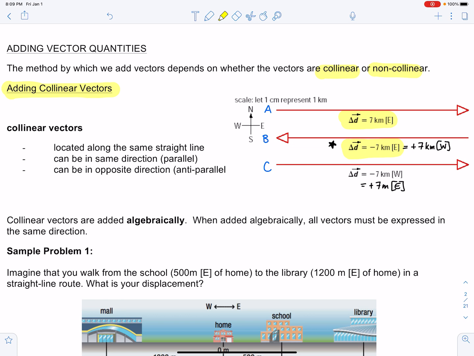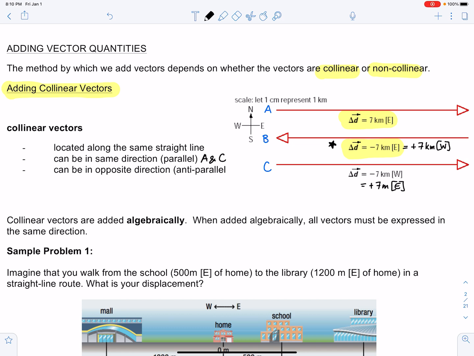Vectors that are collinear can be in the same direction. If they are pointed in the same direction, they are called parallel vectors. I want you to take a look at vectors A, B, and C. Which of these three vectors are pointed in the same direction? You can see that vector A and vector C are both pointed east, so A and C are parallel collinear vectors.